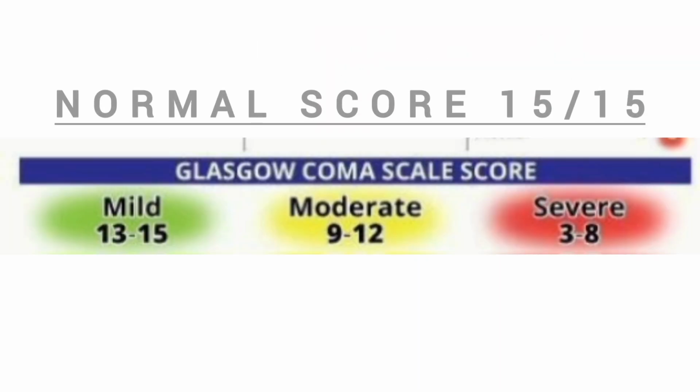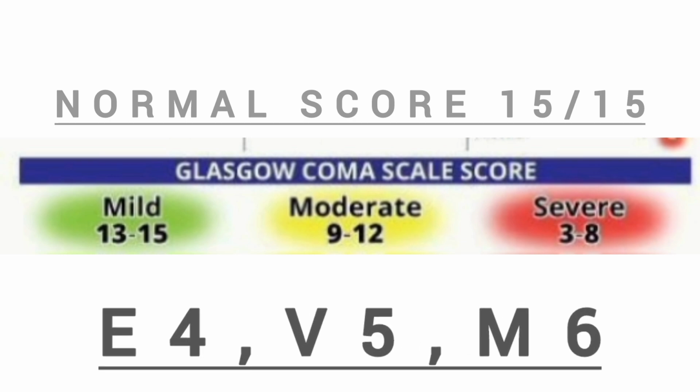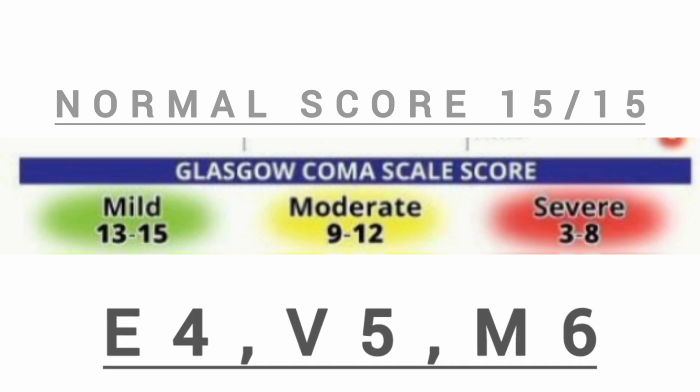So the total score is 15. If the patient has 13 to 15, it is mild, 9 to 12 moderate and 3 to 8 is severe. So in the ICU setting, when we are monitoring the GCS, in short we mention it as EVM.